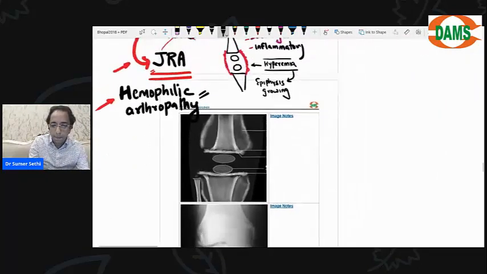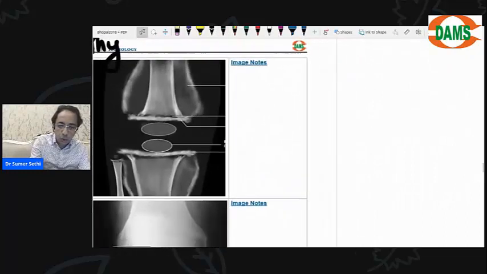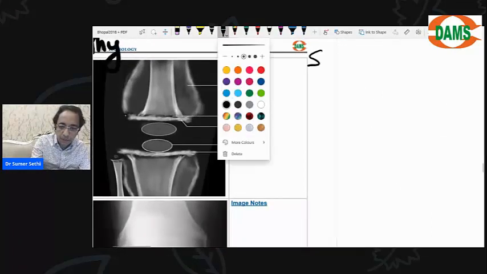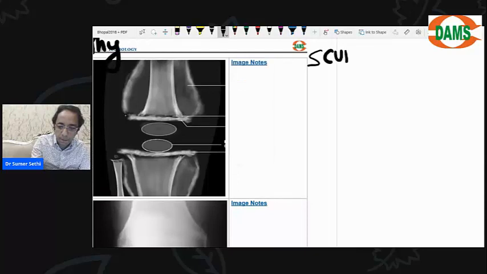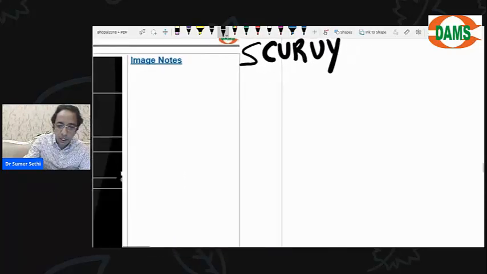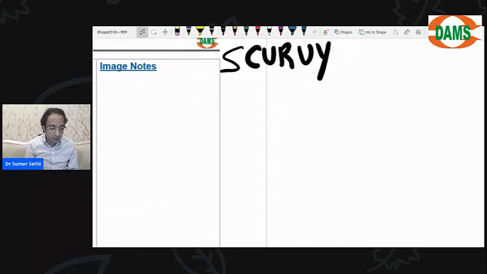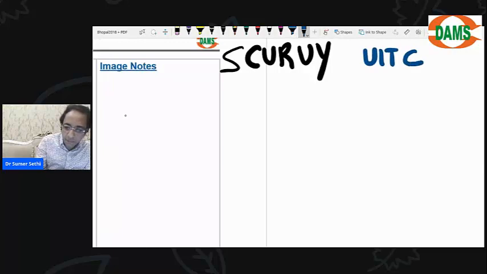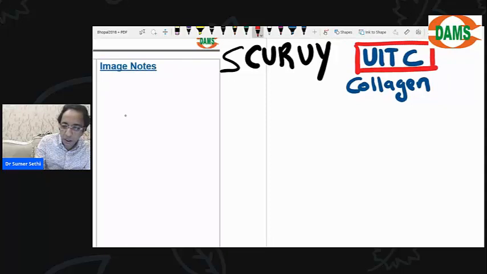Another disease that I want you to learn with me is scurvy. Another disease in which we have very characteristic X-ray findings is scurvy. Anybody, listen to me and answer. Scurvy is due to deficiency of vitamin C. Vitamin C is required for collagen cross-linking. So if you have deficiency of vitamin C, you have a problem in collagen.